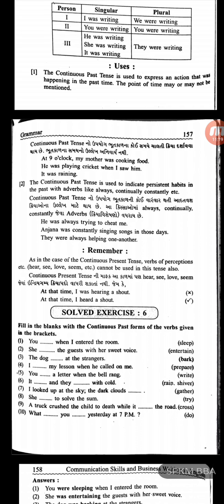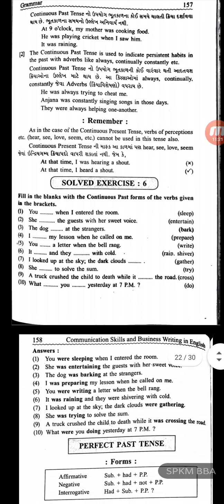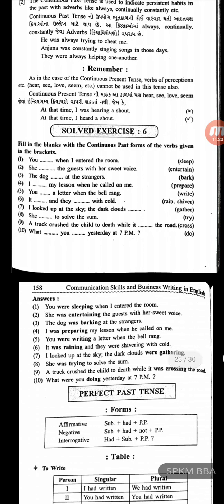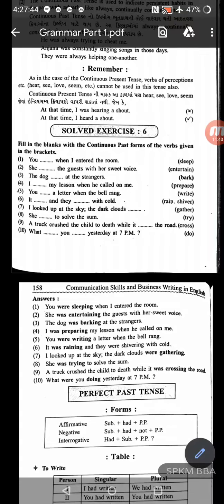Again, for continuous past tense, an exercise is given and answers are given below the questions. First one that you see: you dash when I entered the room. Sleep. Sleep will be converted into were sleeping. You were sleeping. That is continuous past tense.